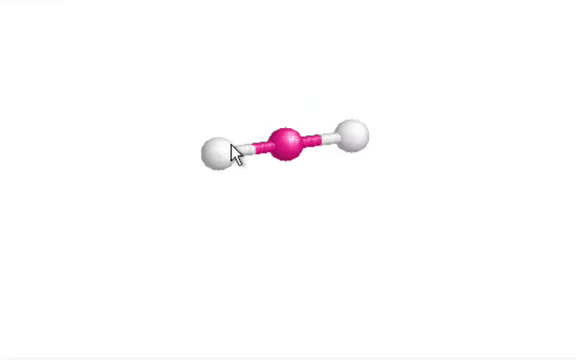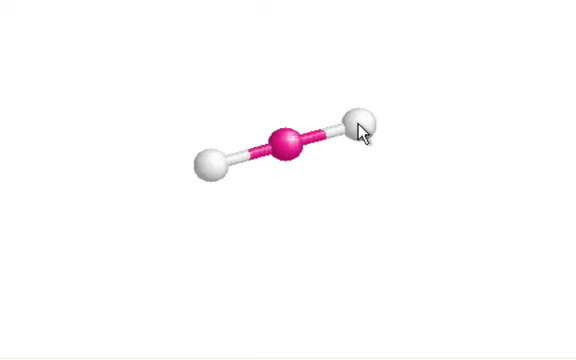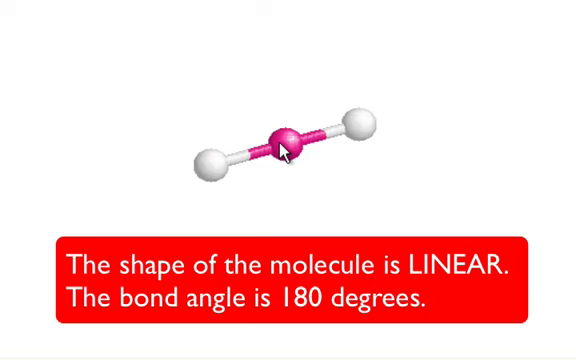So this really should be double bonded here, but this is just to show you what the shape of the molecule is. Remember that there are no lone pairs around the central atom here, the carbon. And so these oxygen atoms are going to get as far away from each other as they possibly can, which is at opposite ends of the carbon atom, the central atom. So the shape of this molecule is linear because there are no lone pairs.